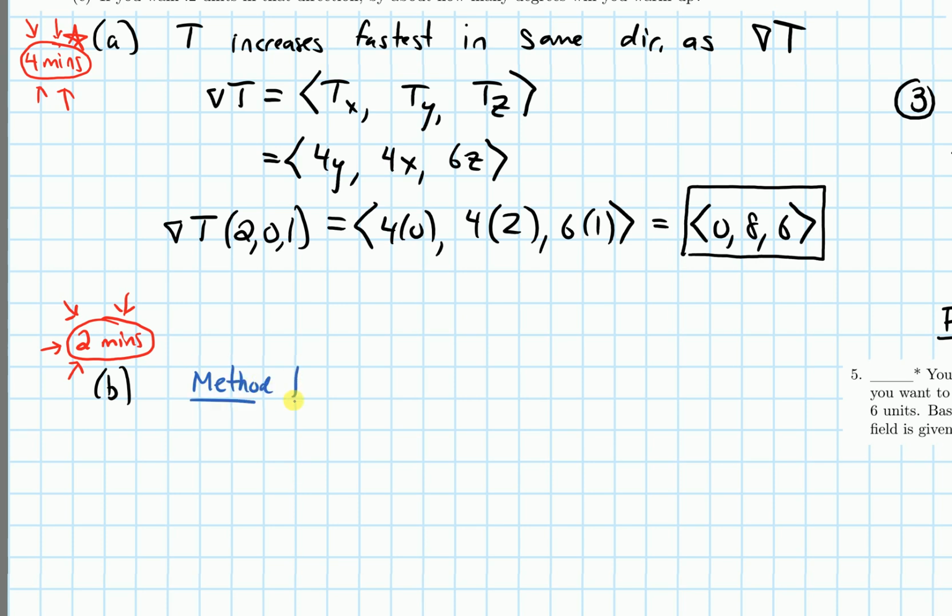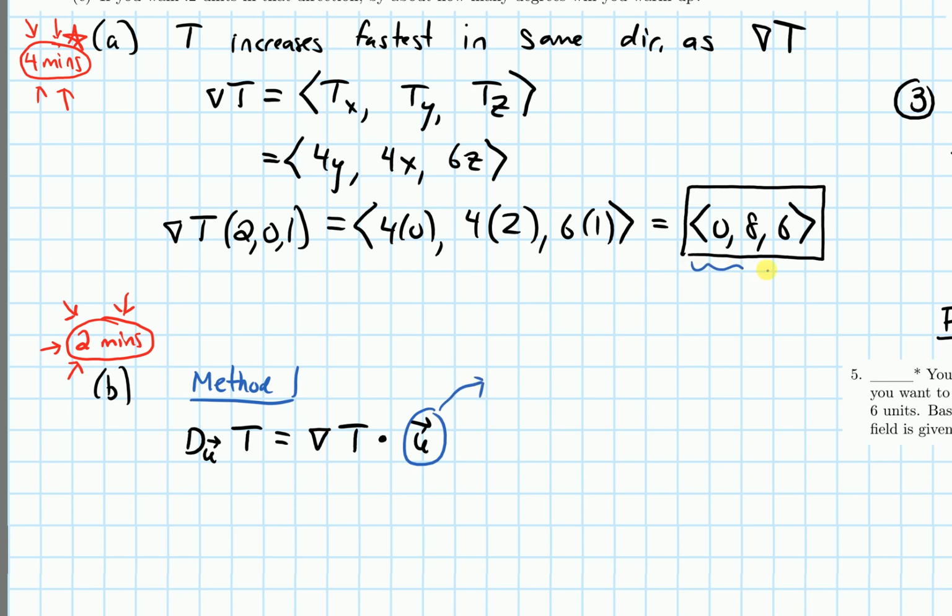So first, I'll call this method 1. If we use our formula for the directional derivative, D_u of our function T, we get the gradient of T dotted with the vector u. Okay, so u is a normal vector in the direction that we're taking this directional derivative in. So we know what direction it's got to be in. It's got to be this direction.